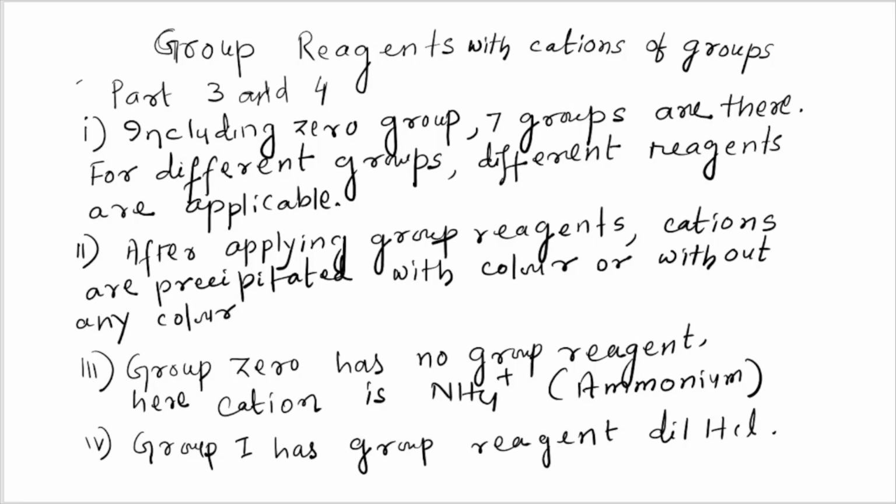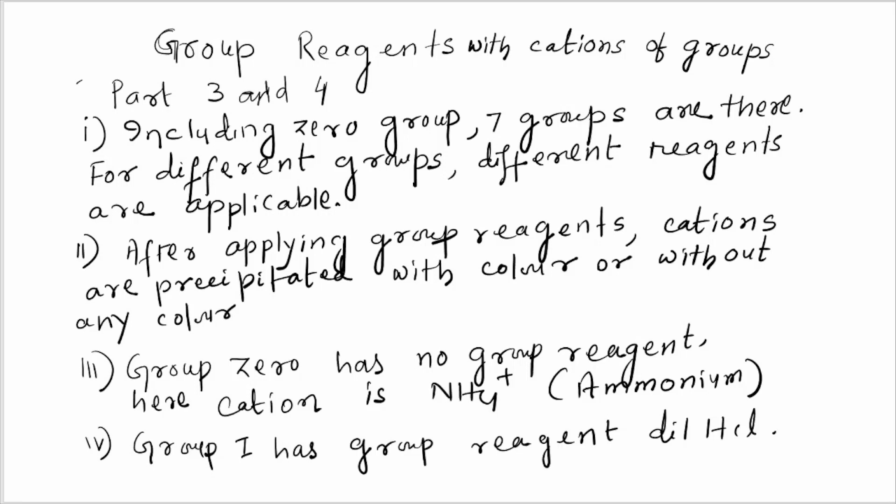Now I am going to explain the group reagents required for cations in salt analysis. Group reagent means for basic radicals. Basic radicals are called cations and acid radicals are called anions. Now we will see how many groups there are, and I will explain all the things here, in part 3 and part 4.